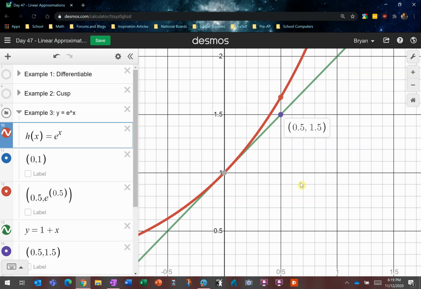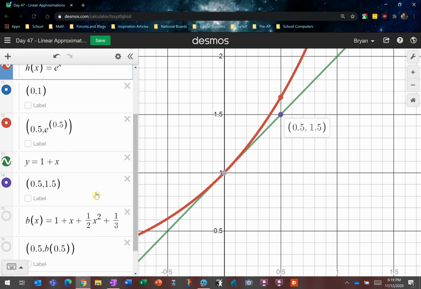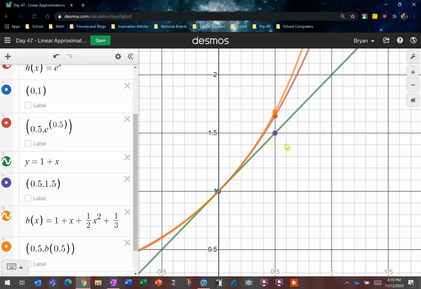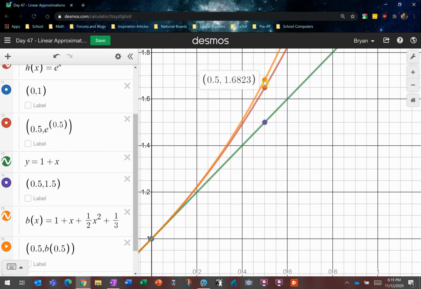Now, if you want to get a better approximation, then you have to take Calc BC with me next year, because then we're going to learn how to write a better tangent function. And instead of a line, I'll keep that up there, you have a curve. And now look at those 2 points. This one is 1.68, and this one is 1.64. Are those pretty close? Well, I bet everyone here would say, yeah, they're 0.04 apart.